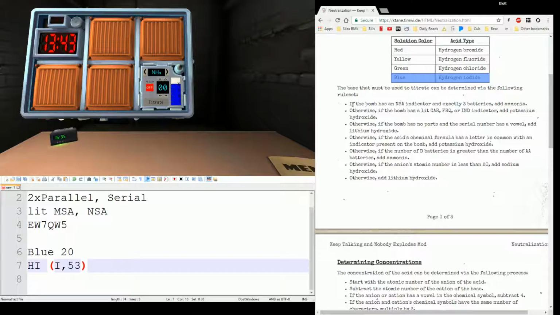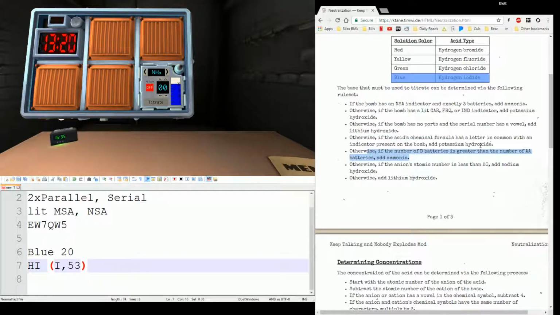For the base, if the bomb has an NSA indicator, yes, and exactly 3 batteries, no. Otherwise, the bomb has a lit CAR frequency indicator, nope. Otherwise, if the bomb has no ports, nope. Otherwise, if the acid's chemical formula, HI, has a letter in common with an indicator of the bomb, no H's, no I's, so nope.